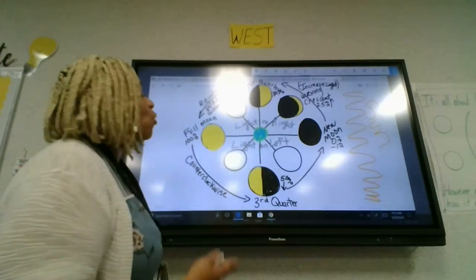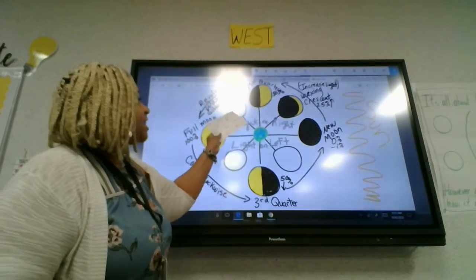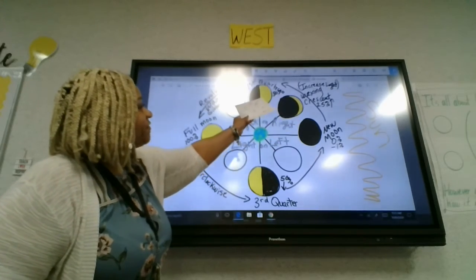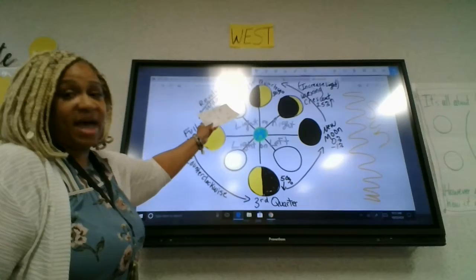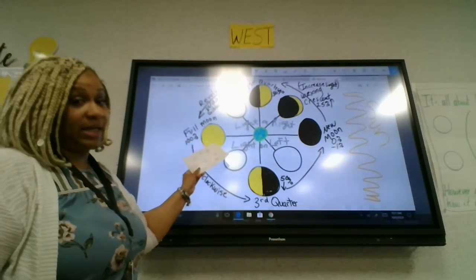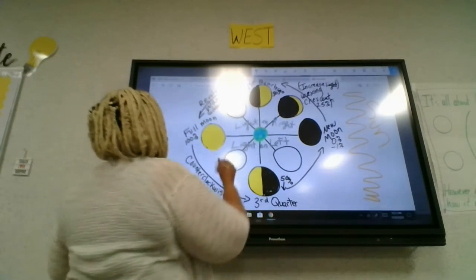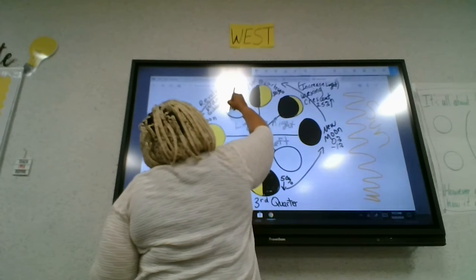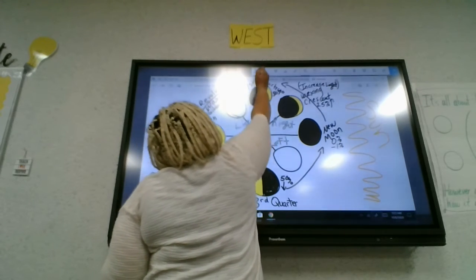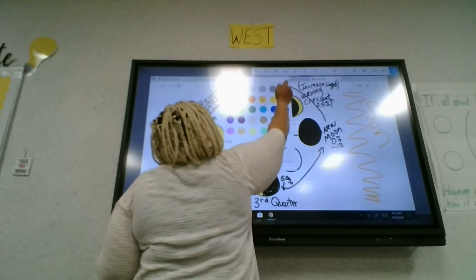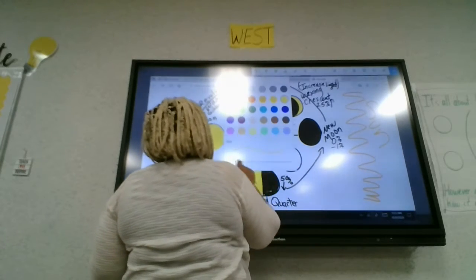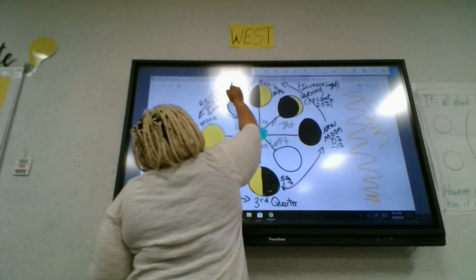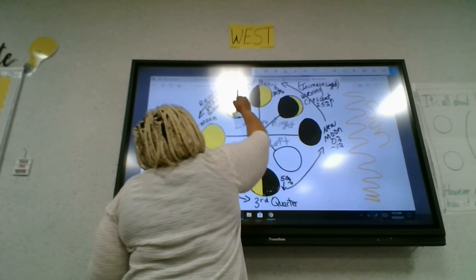So that means that more than half of this phase is going to be illuminated. Notice how the light is increasing. So if it's half here, it's going to be more than half here, but it won't be completely lit until you get to the full moon. So we're going to make it like this. And we're going to have more than half of that phase illuminated. So let's go ahead and illuminate more than half.